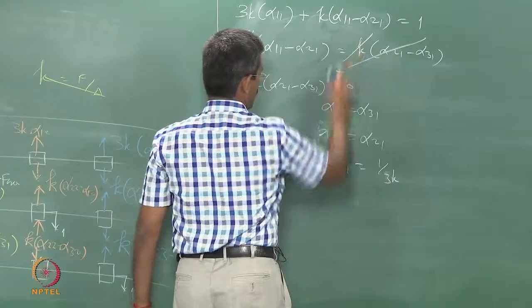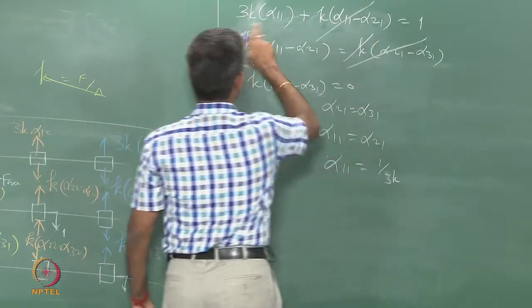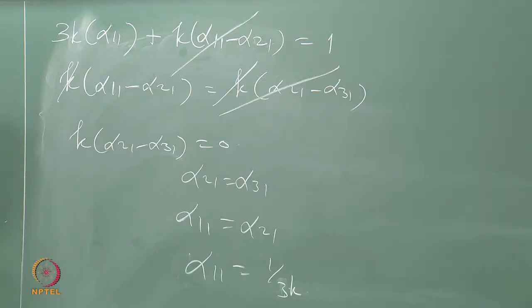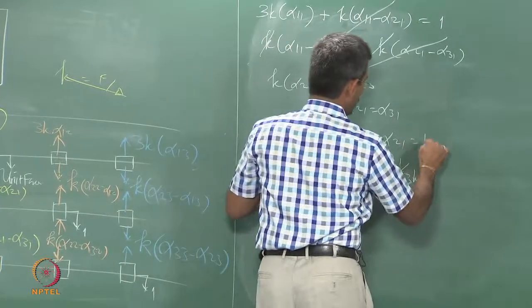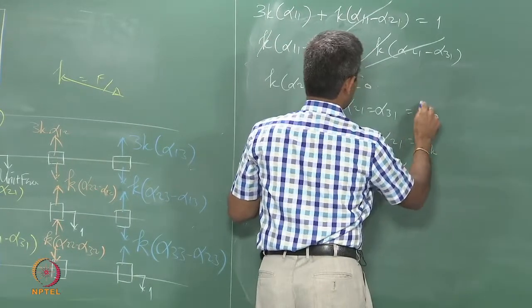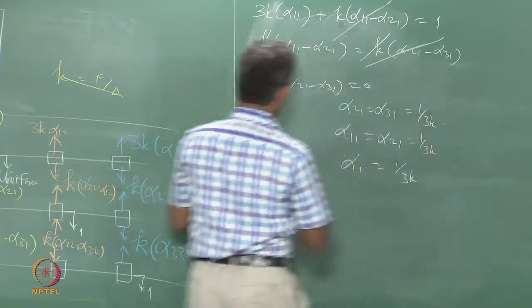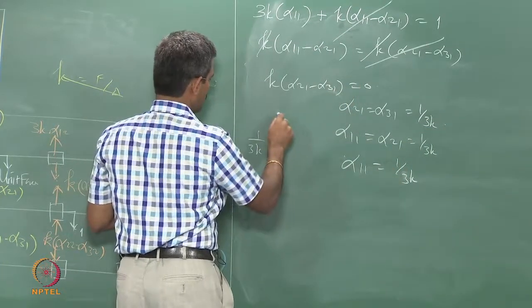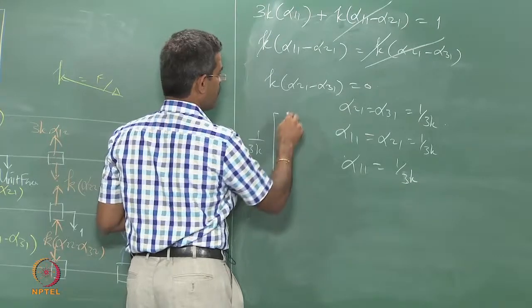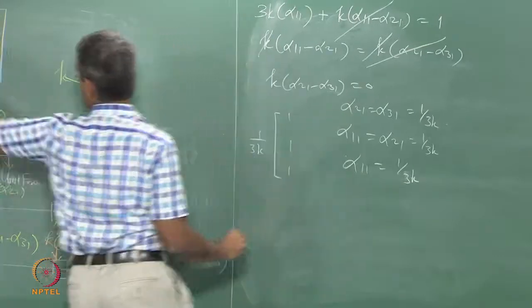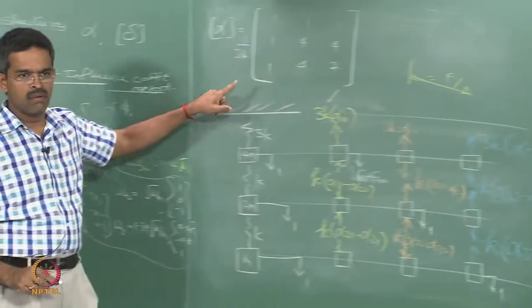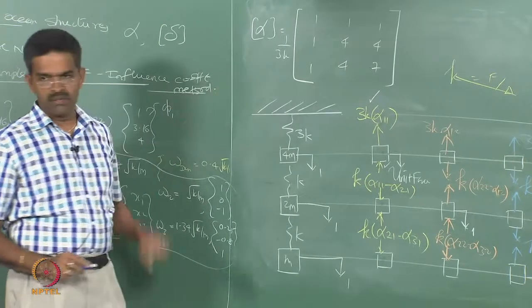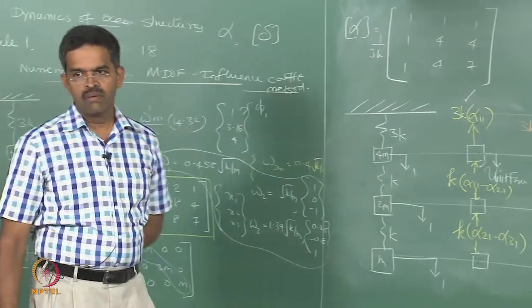because this goes 0. This goes 0 because alpha 1 1 is 2 1. So, this goes 0, 1 by 3k. So, this implies that alpha 2 1 is also 1 by 3k and alpha 3 1 is also 1 by 3k. So, if you take 1 by 3k common, the first column will be 1 1 1, which is exactly the same as here, it is 1 by 3k.